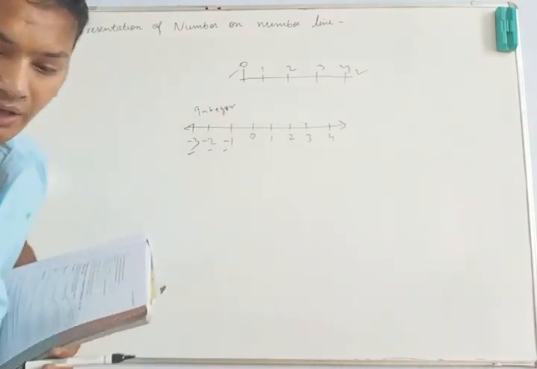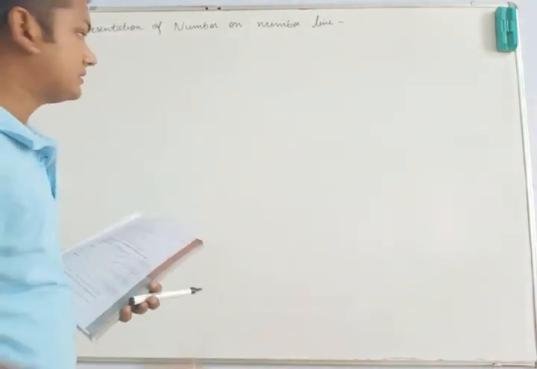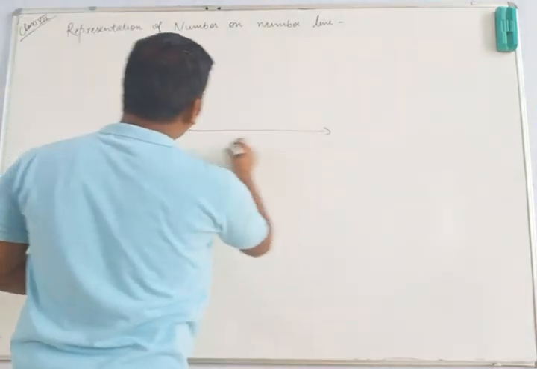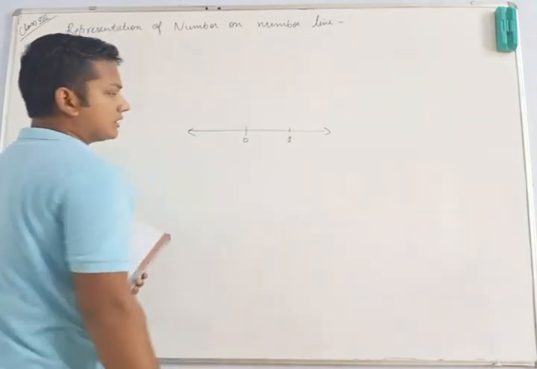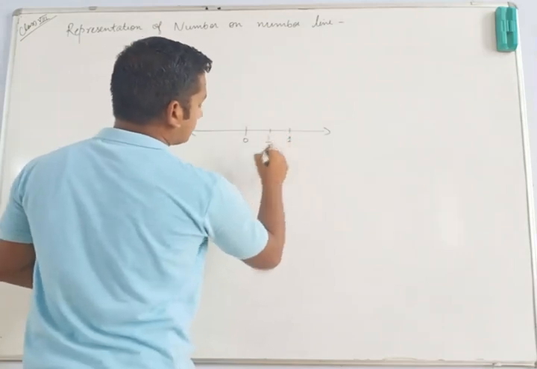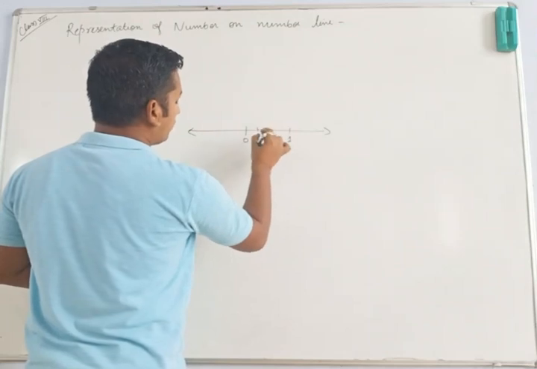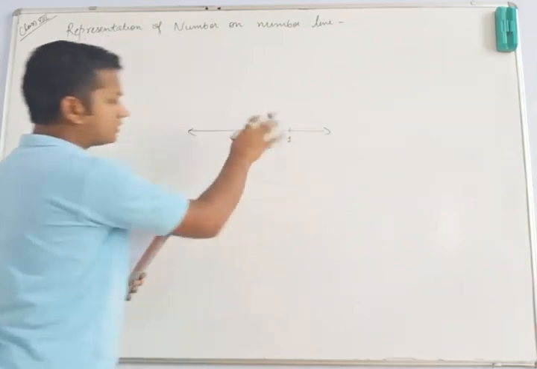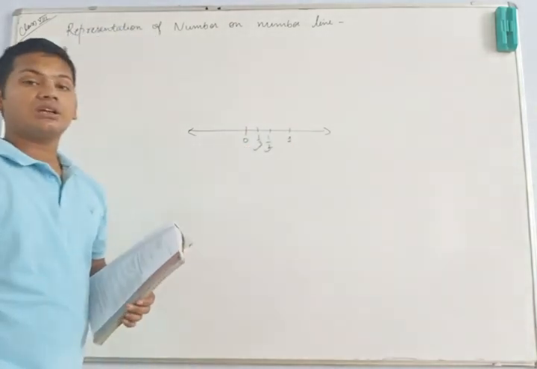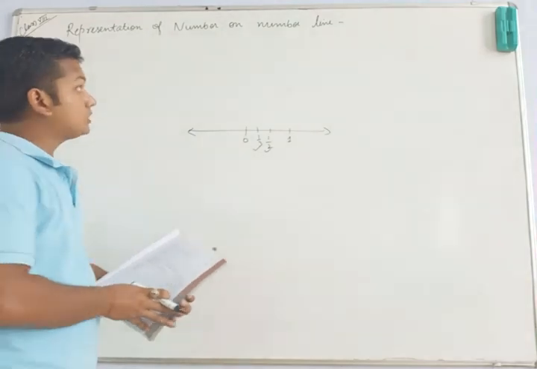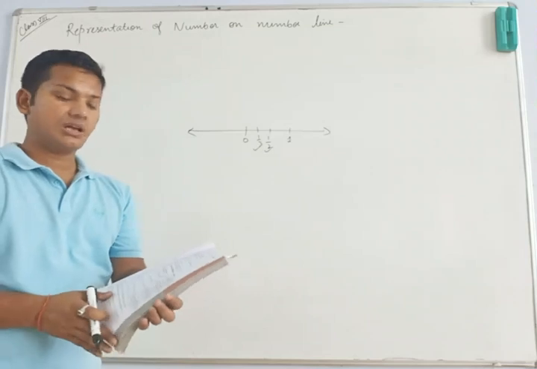Similarly, if I add some fractional numbers in it, between 0 and 1 what other numbers do I have? Half. Similarly, 1 upon 3, 1 upon 4, and all other numbers in between 0 and 1. All these fractional numbers are rational numbers. In this lecture we have to study how to represent numbers on a number line.